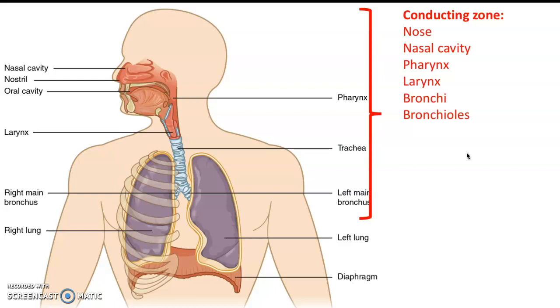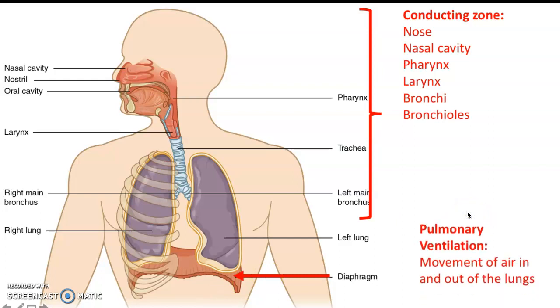In the conducting zone, the air is moving in and out because of the movement of the diaphragm. The diaphragm is a shelf-like flat muscle that separates the thoracic cavity from the inferior abdominal cavity. This movement of air in and out is what we call pulmonary ventilation. Ventilation just means the movement of air in and out. So the conducting zone is the place where air is moving in and out.